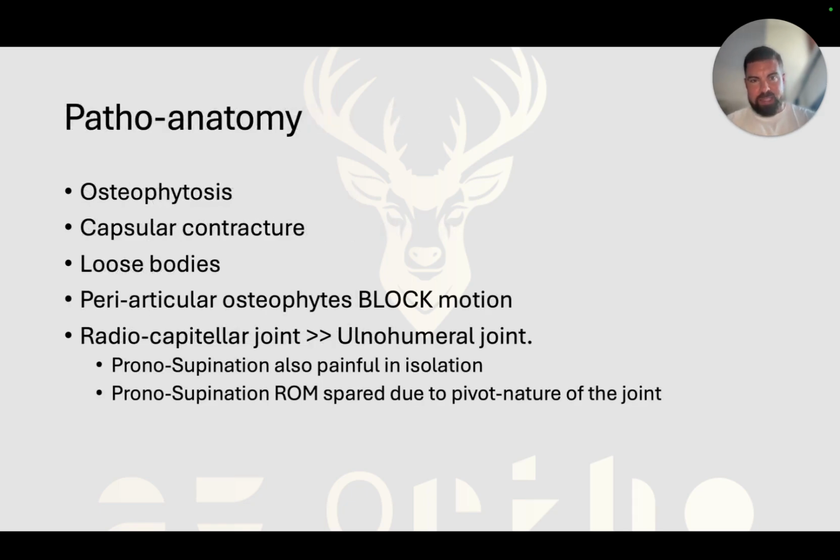If we go back to this slide already where we talked about osteophytosis, contraction, loose bodies, osteophytes that block the movement, and then also the RC joint being more involved than the ulnohumeral joint, then you can kind of get a picture of what's going on. So this will be dictated by your history, your physical exam, and your imaging. And that will then help you plan what you're going to do for the patient.